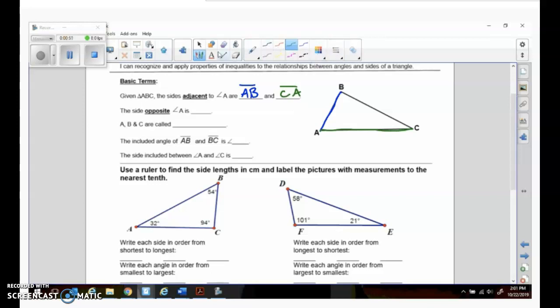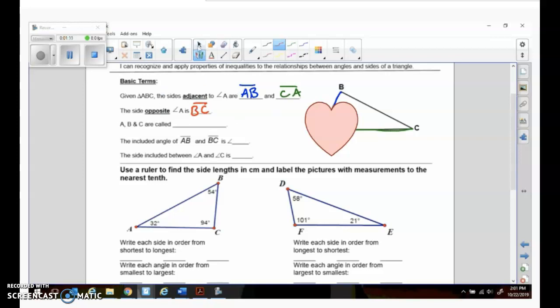And then when we're talking about the side that's opposite to angle A, we just mean the one that's not included. So to help you see, we're going to cover up angle A, and then which side can we see the whole thing? Well, that's BC. It's the one that doesn't include A.